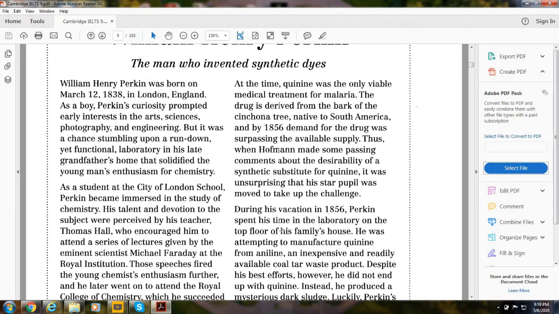So basically now you just got to read it out. During his vacation in 1856, the Buccaneer spent his time in the laboratory on the top floor of his family house. He was attempting to manufacture quinine from aniline, an inexpensive and readily available coal tar waste product.